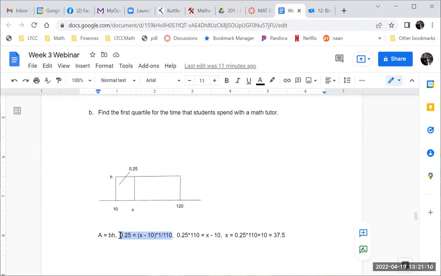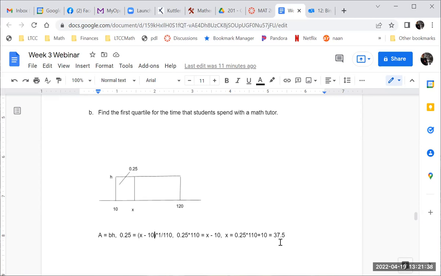Okay, now it's very basic algebra, but some people have trouble with it. We need to solve. So we need to get rid of the times 1 over 110. You do that by multiplying left and right by 110. So you get 0.25 times 110 equals x minus 10. And then you add 10 to both sides. And that's it. And then you pop it in a calculator. And you get 37.5.